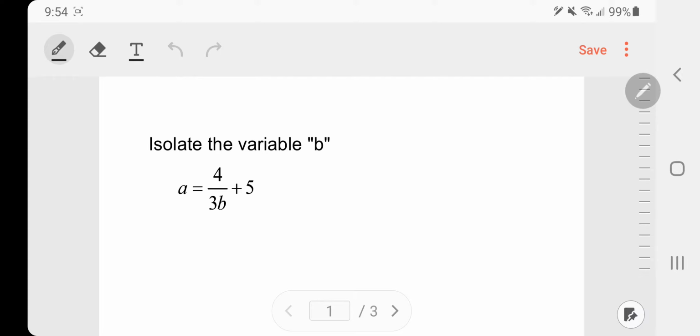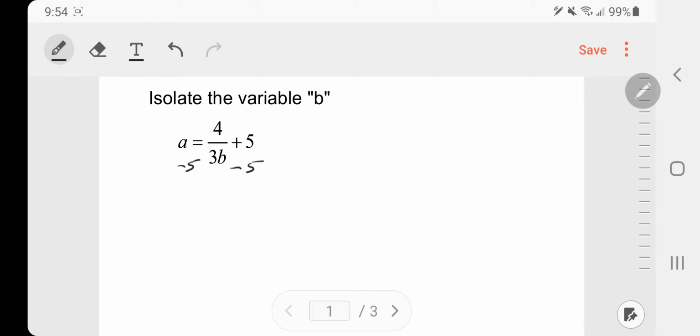So the first thing I can do is solve this like a two-step equation. I want to get everything away from b, so I'm going to start by getting rid of my 5 by subtracting 5 on both sides. What that gives me is a minus 5 equals 4 over 3b. So I got rid of that extra piece. Now I have to deal with what's left in this fraction.